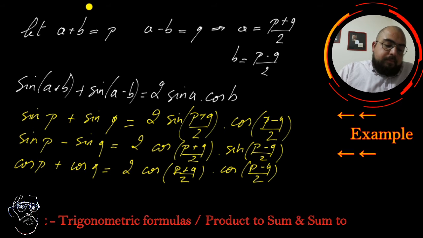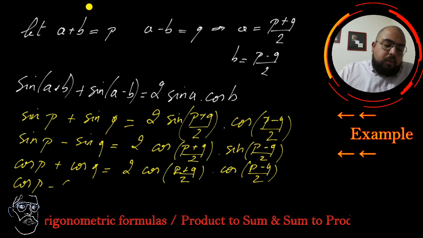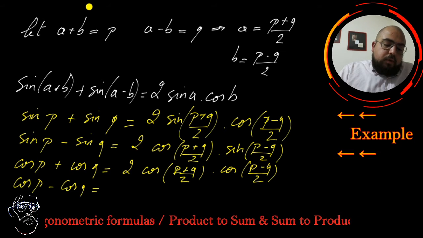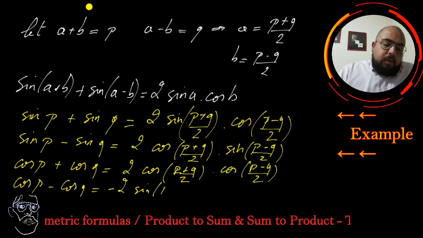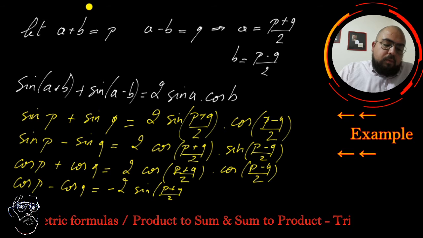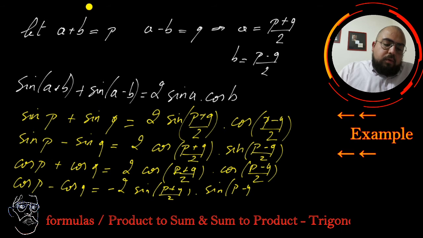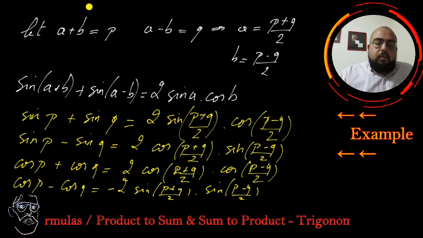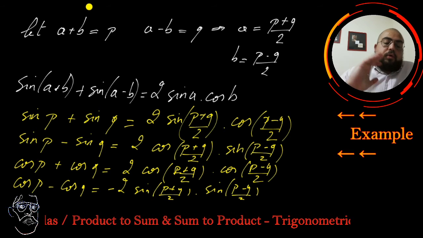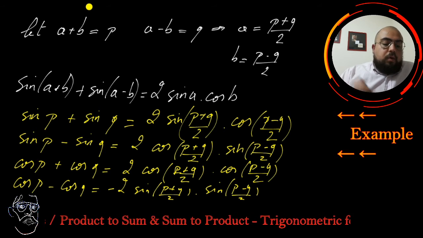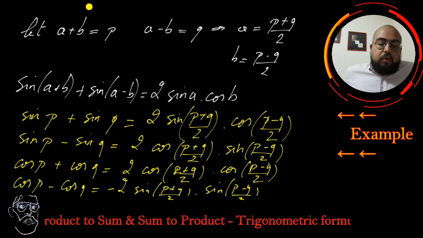And finally, cosine of p minus cosine of q is equal to minus 2 times sine of (p plus q) over 2 times sine of (p minus q) over 2. All right, these are the formulas that you can use in order to transform your sum into product. So I have sum or subtraction, and I'm transforming them into product.